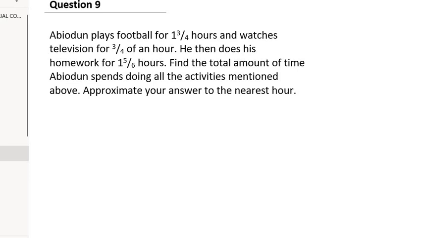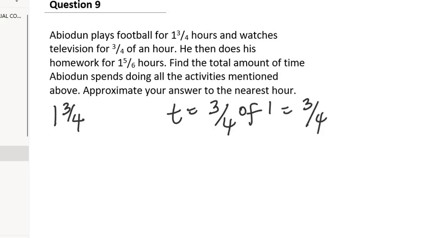Question 9. Abiodun plays football for 1 whole number, 3/4 hours, and watches television for 3/4 of an hour. Television, he watches for 3/4 of an hour of 1. 3 times 1 is 3, it will also give me back 3/4. He then does his homework for 5/6 hours. Find the total amount of time Abiodun spent doing all the activities mentioned above. So it will be 3/4 plus television 3/4 and then homework, which is 5/6.